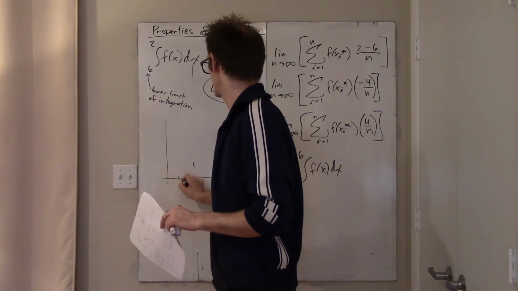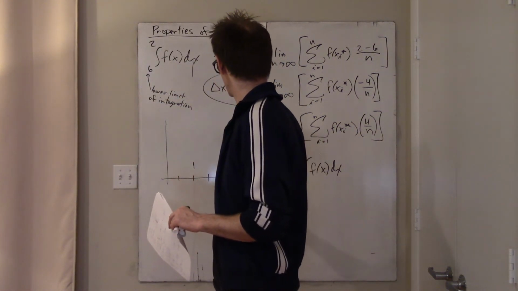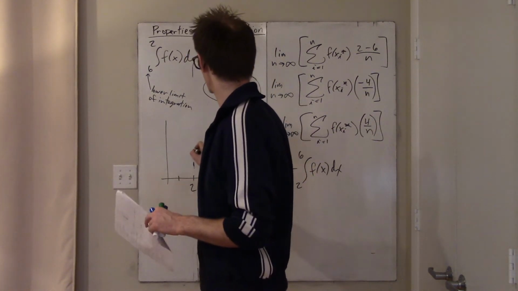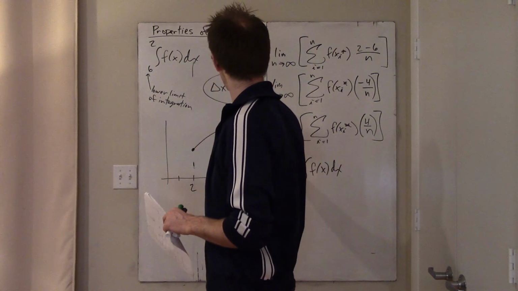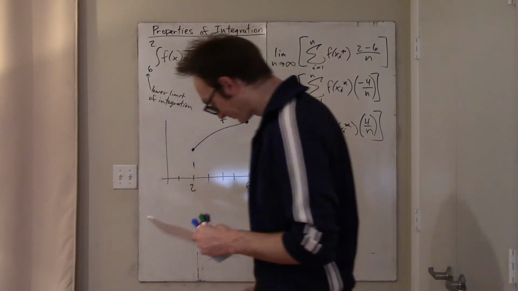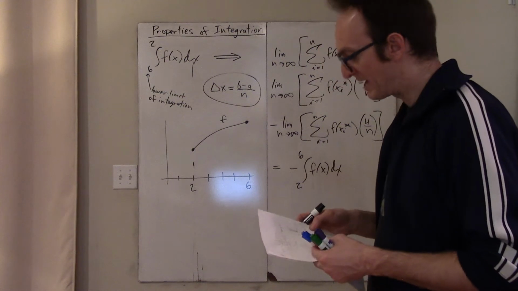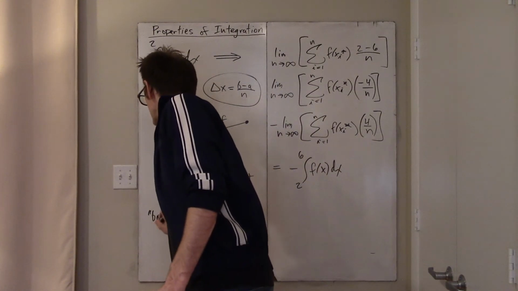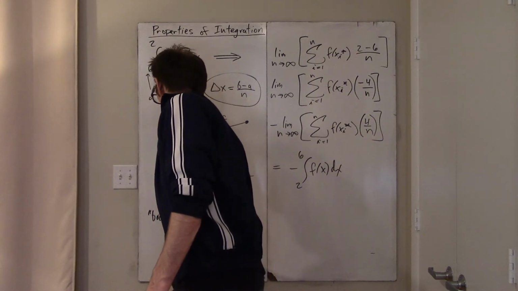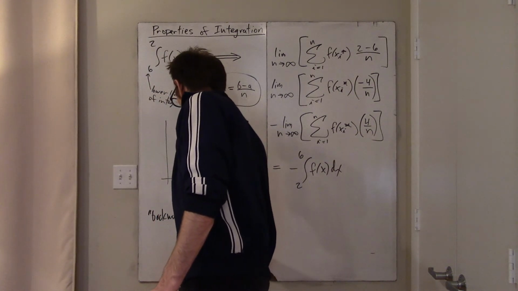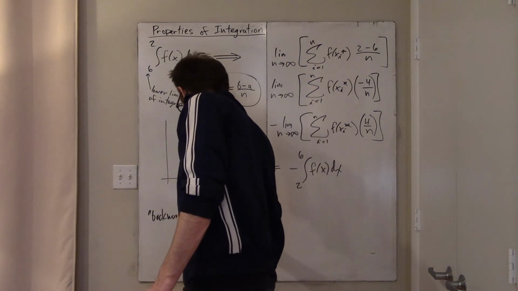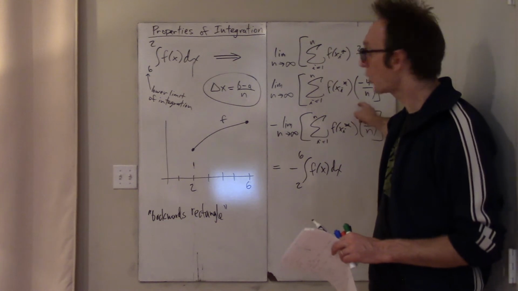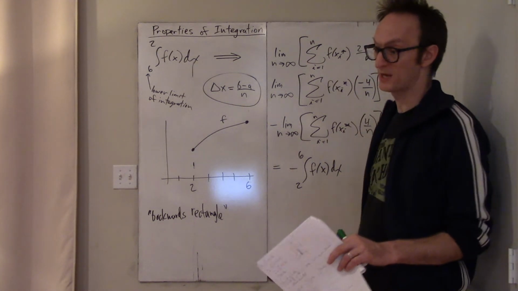We have some, so here's 1, 2, 3, 4, 5, 6. So here's 2, here's 6. I'll draw the function the normal way. But now I have these backwards rectangles. This is not a technical term, but it is a learning term. What is a backwards rectangle? A backwards rectangle is a rectangle which counts negatively toward your Riemann sum.